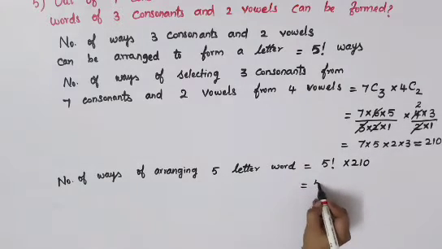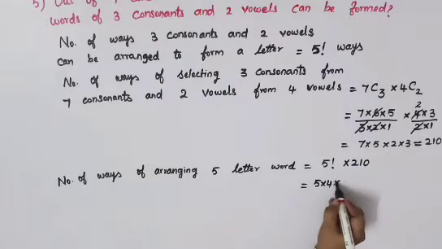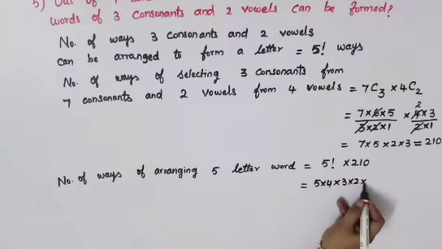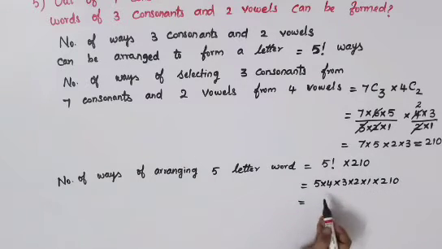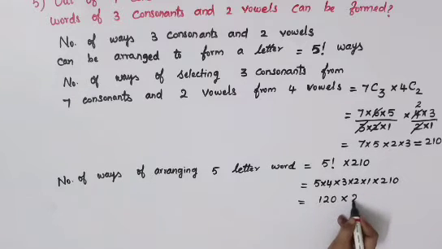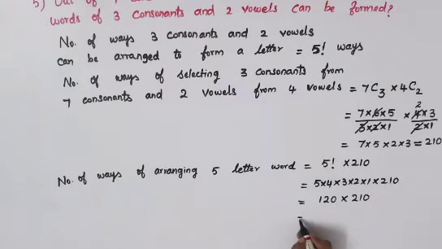So 5 factorial is 5 into 4 into 3 into 2 into 1 into 210. So multiply, 5 4s are 20, 20 3s are 60, 60 2s are 120. 120 into 1 is 120 itself. So 120 into 210 you will have. Your multiplication answer will be 25,200. So this is your answer for your 5th question.